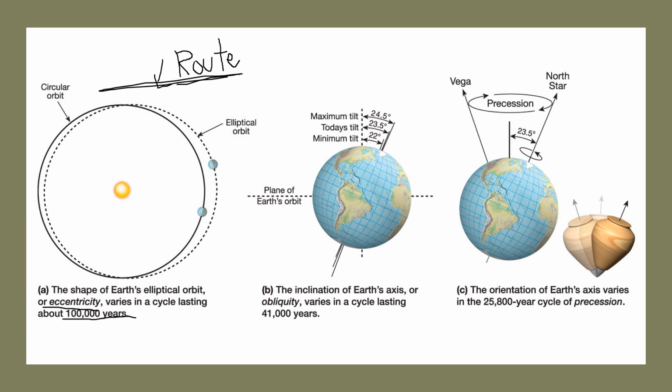But every 100,000 years, that will change. The inclination of Earth's axis, or obliquity, right? Here we go, here's another term. It varies in a cycle lasting 41,000 years. So right now we know it as 23.5, and then maybe it'll change to 24 or 22. The orientation of Earth's axis, every 25,800 years, it'll change. Okay, so that will have an impact on our planet.